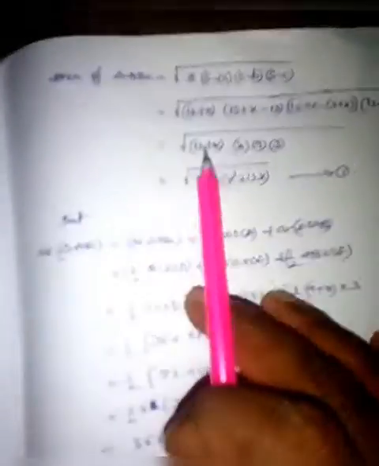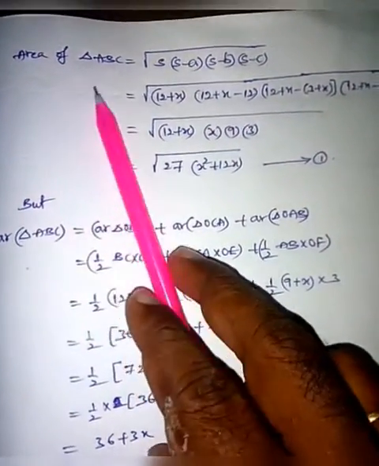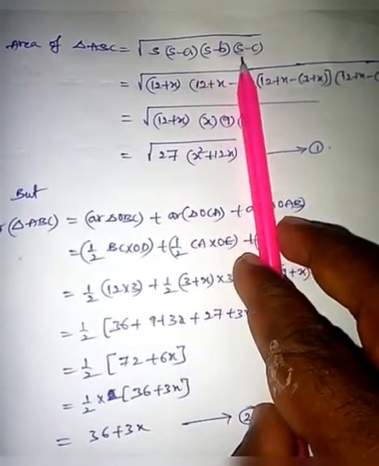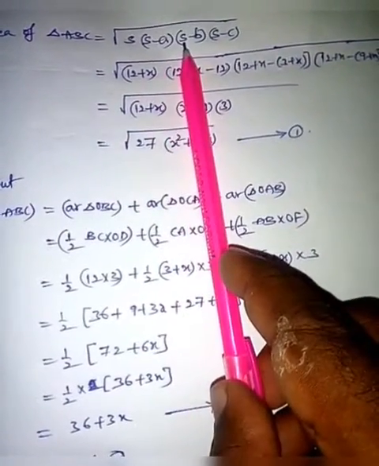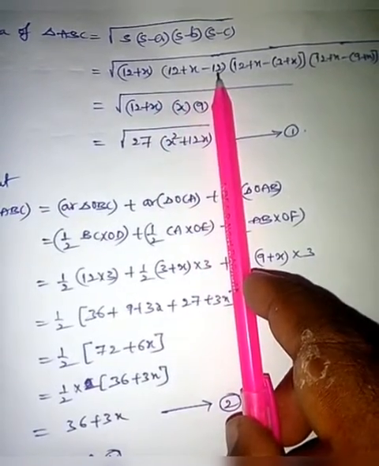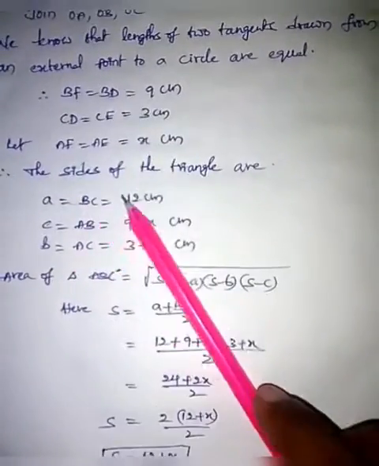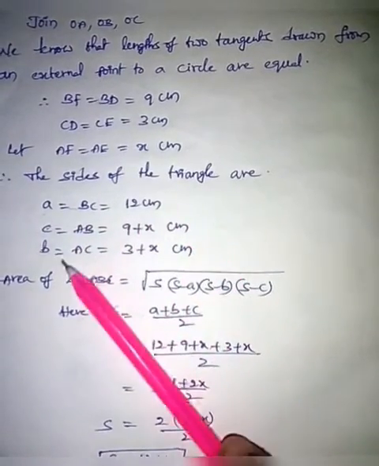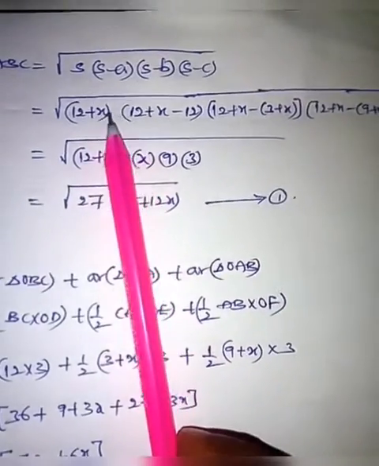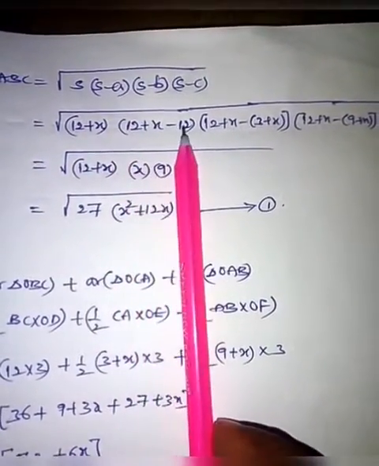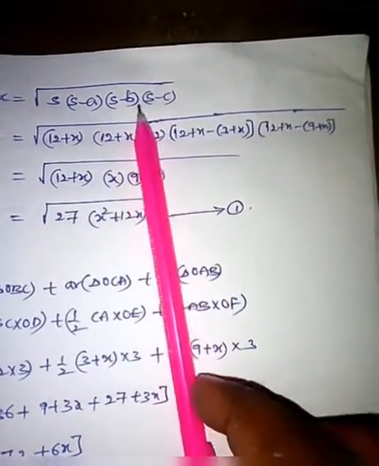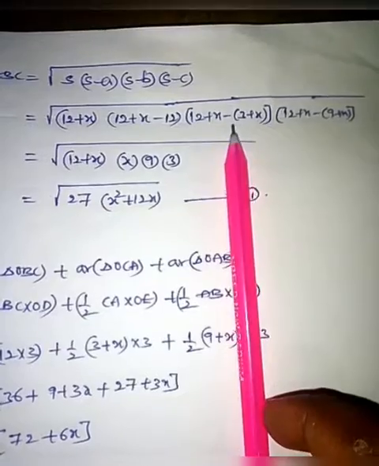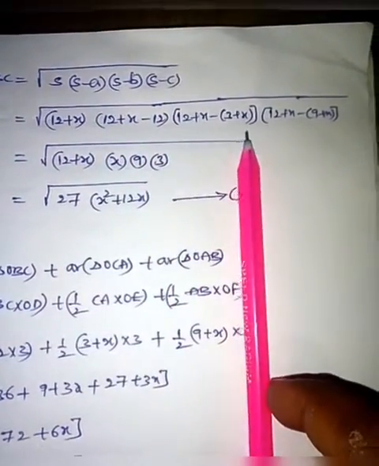Now substitute the s value in the formula for triangle ABC, that is square root of s into (s minus a) into (s minus b) into (s minus c). Here s means 12 plus x, s minus a means 12 plus x minus 12. Look here, a is 12, c is 9 plus x, b is 3 plus x. Now coming to s minus b, s means 12 plus x, minus b means 3 plus x.